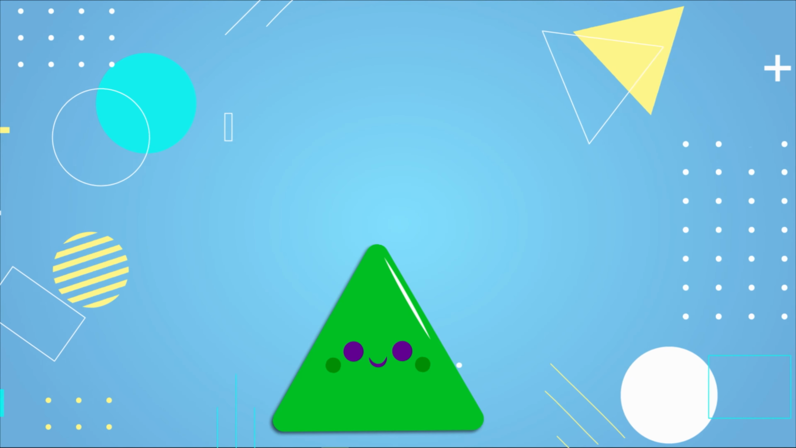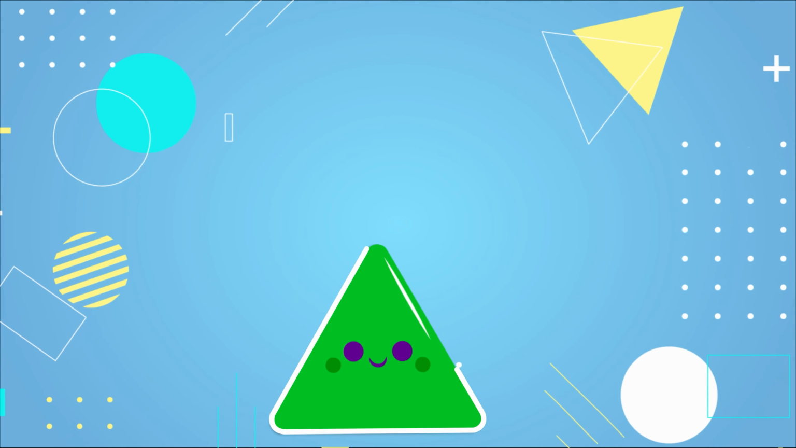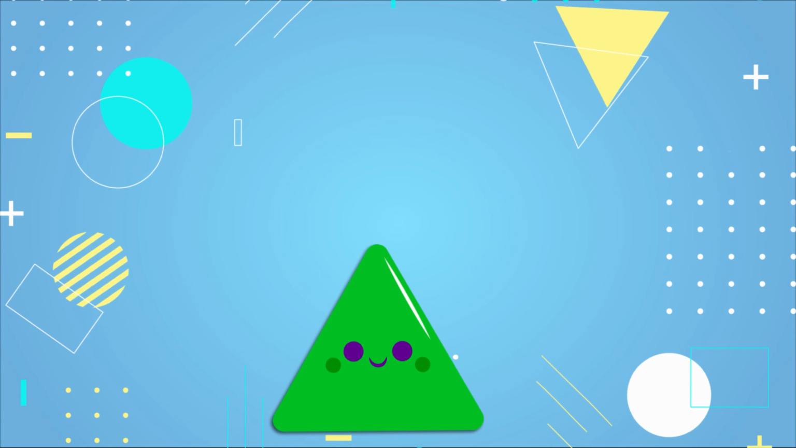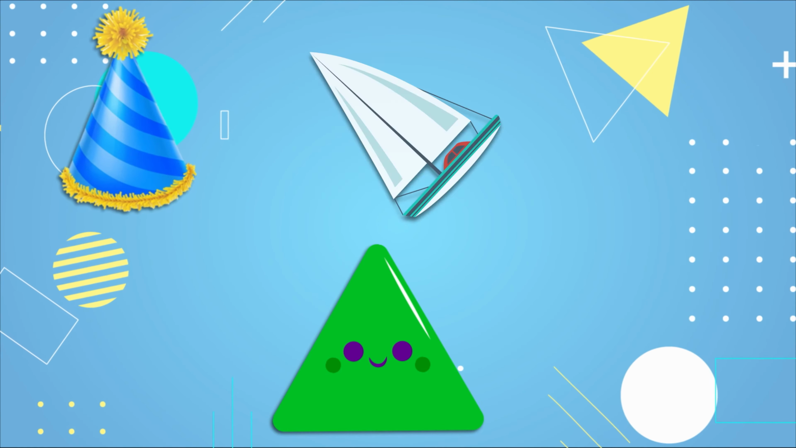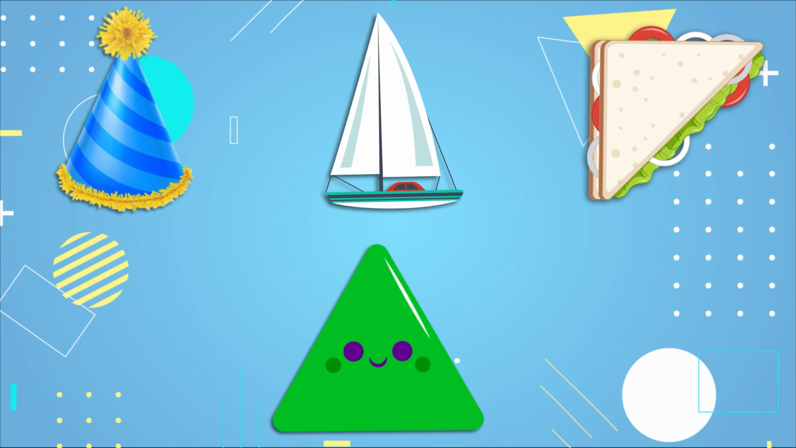This is a triangle. Triangle has three sides and three corners. There are many things like triangle, such as party hat, boat, sandwich.